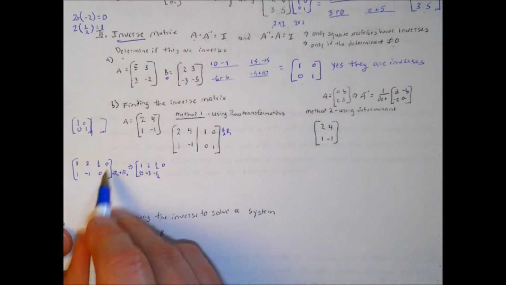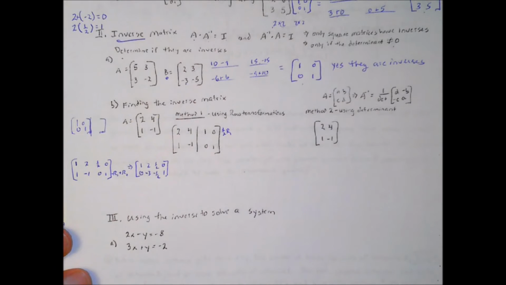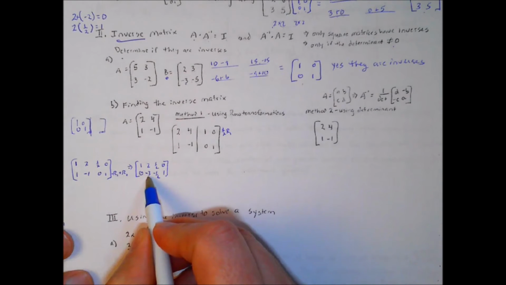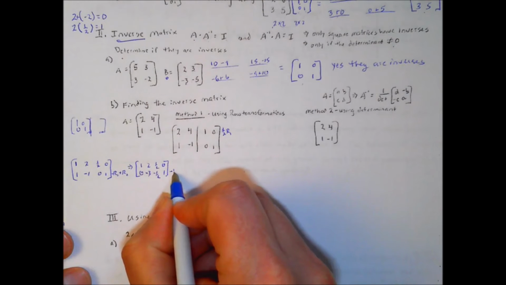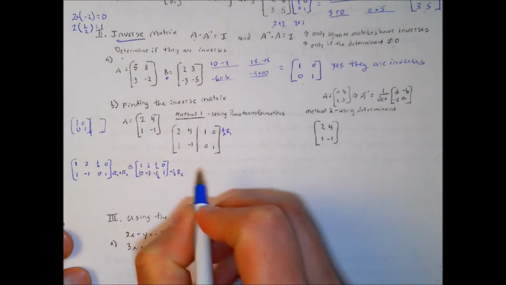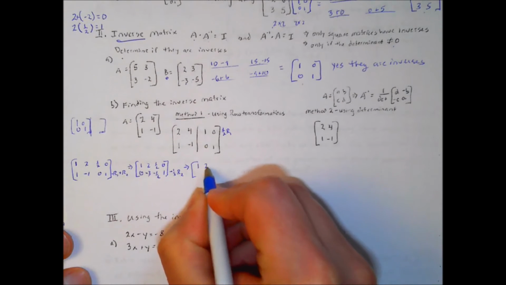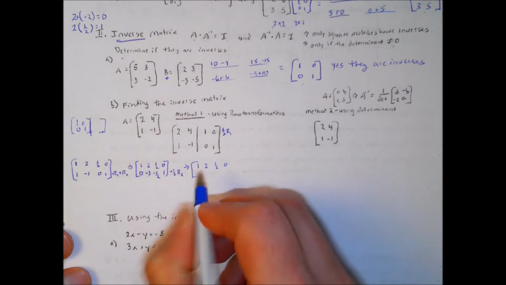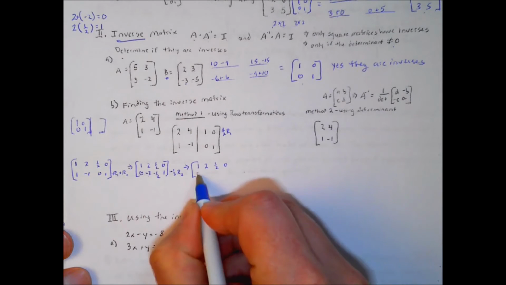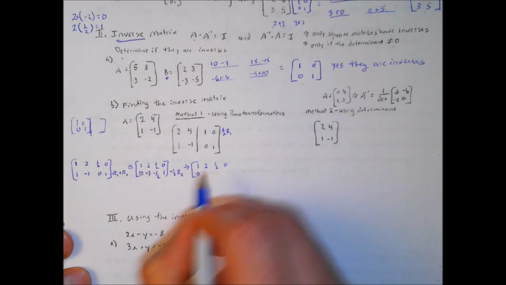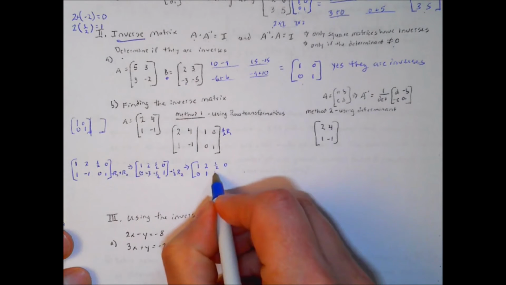Okay, so now let's get this into a 1 here. So I'm going to take negative 1/3 of R2. Negative 1/3 times 0 is still 0. Negative 1/3 times 3 is 1. Negative 1/3 times negative 1/2 is 1/6. And negative 1/3 times 1 is negative 1/3.